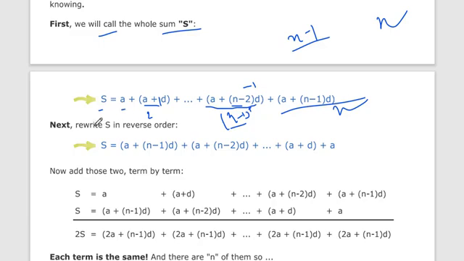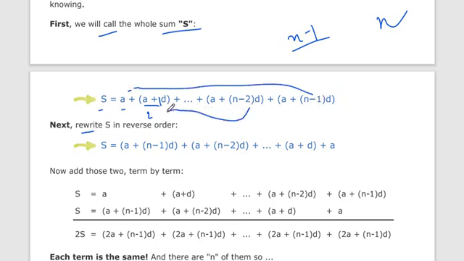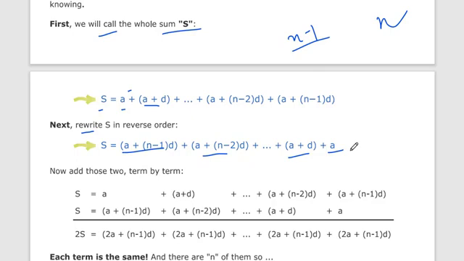Now we rewrite S in reverse order. What is reverse order? S will remain the same, but the last term will become the first, the second to last will become the second term, the first term will become the last term, and the second term will become the second to last term.